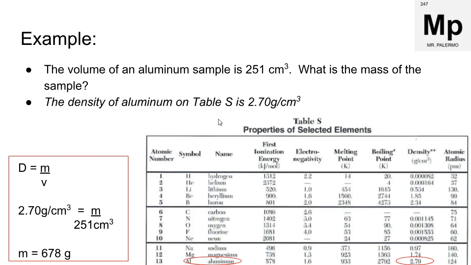If they don't give you the density, you can look it up on Table S. So for example, the volume of an aluminum sample is 251 centimeters cubed. What is the mass? Well, we're missing two variables, but not really. If you go to Table S, you can see the density of aluminum is 2.70, and then you can plug in and solve. So don't forget you have this option on Table S.